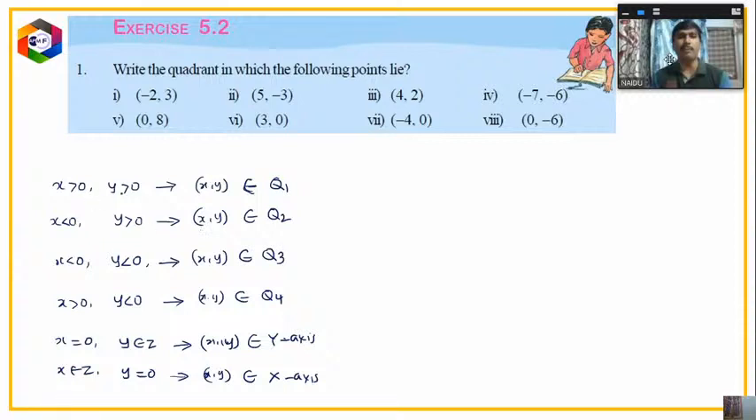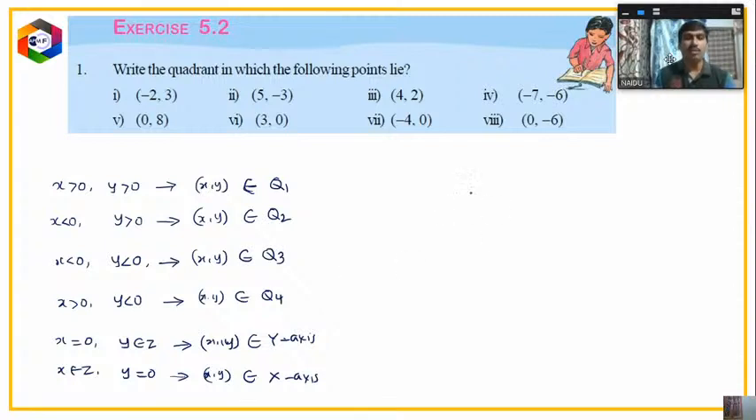X positive, y positive: x comma y belongs to Q1. X negative, y positive: x comma y belongs to Q2. X negative, y negative: x comma y belongs to Q3. X positive, y negative: x comma y belongs to Q4.